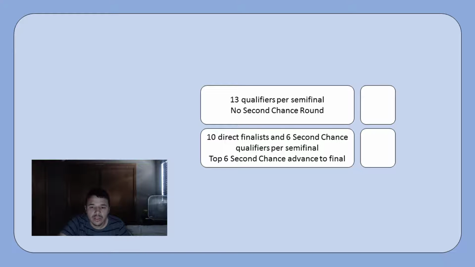So, the results, with 43 points to 27, go to the second chance round. So we will have a second chance round. The top 10 of each semifinal will advance to the final. The next 6 of each semifinal will advance to the second chance round. The top 6 of the second chance round will advance to the final.